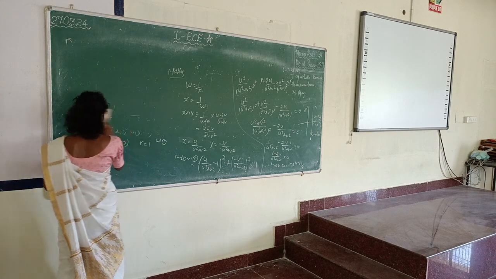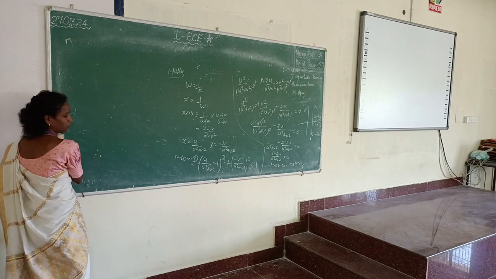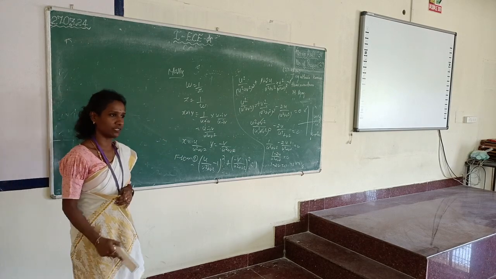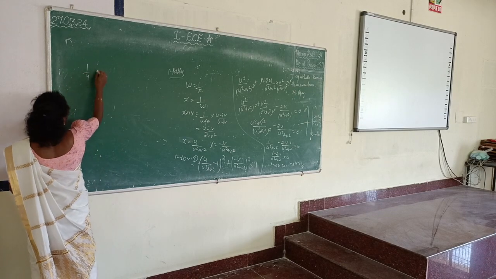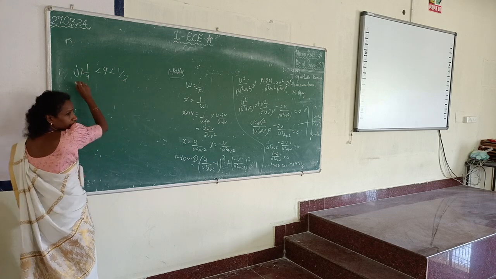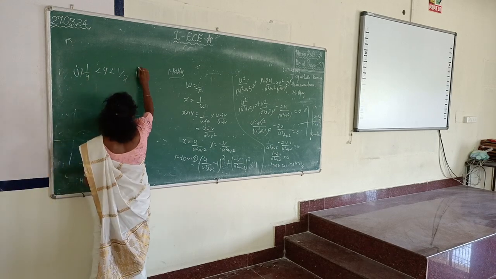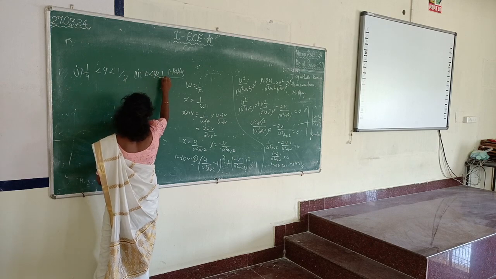So here there are two given regions in the plane. First, 1/4 < y < 1/2 is one equation. Second, 0 < y < 1/2.